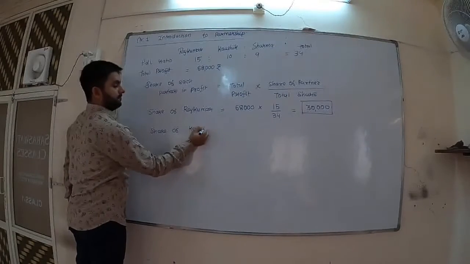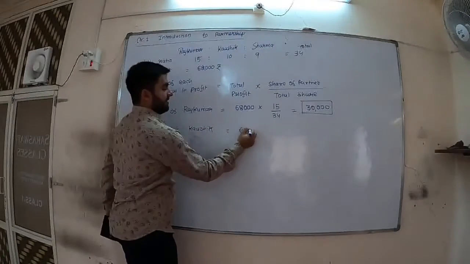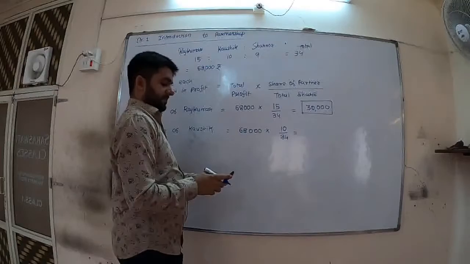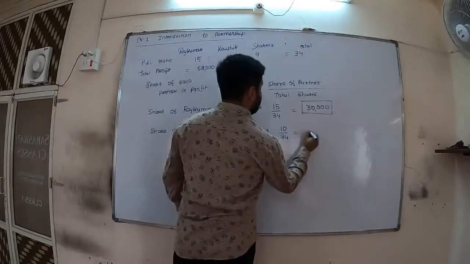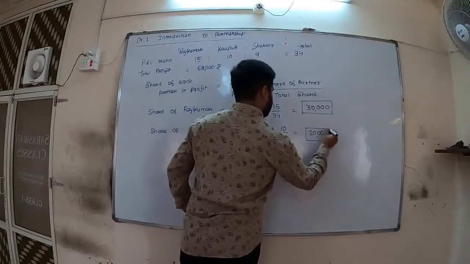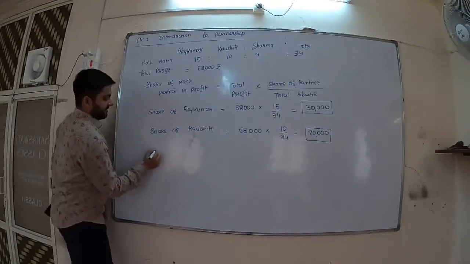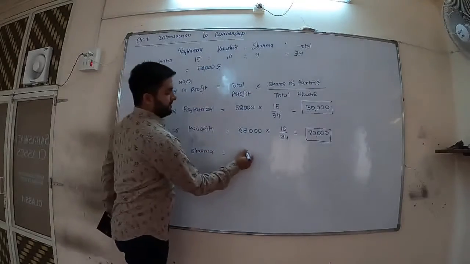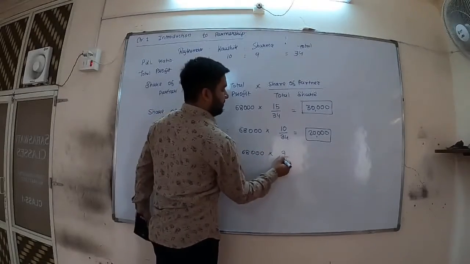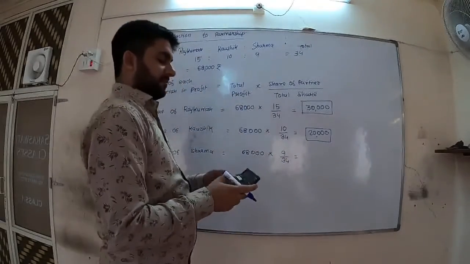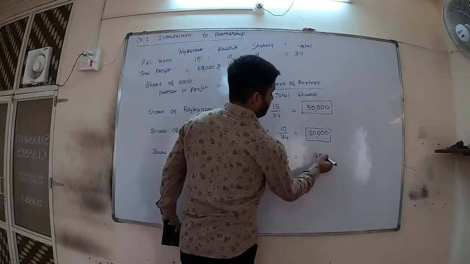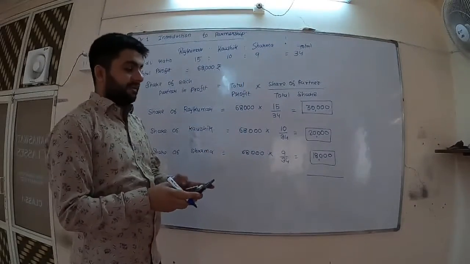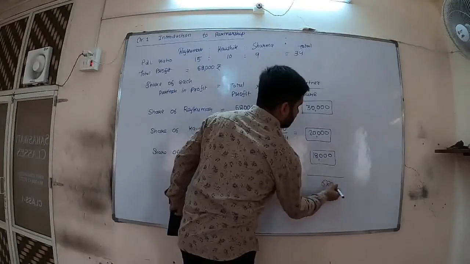Share of Kaushik, 68,000 into 10 by 34. 68,000 into 10 by 34 is 20,000. Last, share of Sharma, 68,000 into 9 upon 34. 68,000 into 9 by 34 is 18,000. Now for checking, is our answer correct or wrong? 30, 20, 18. See, it is 68,000.